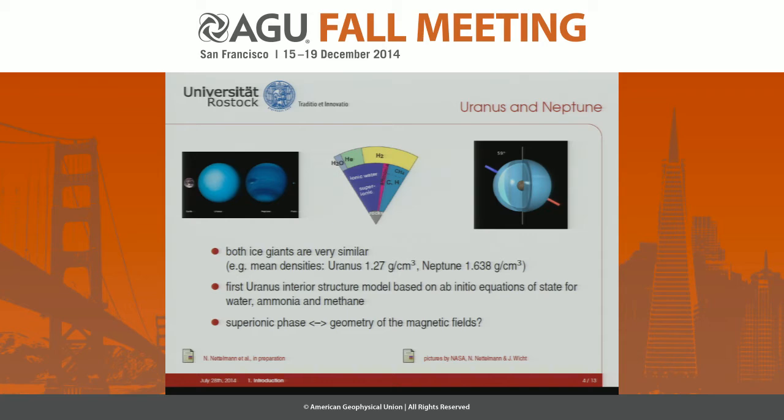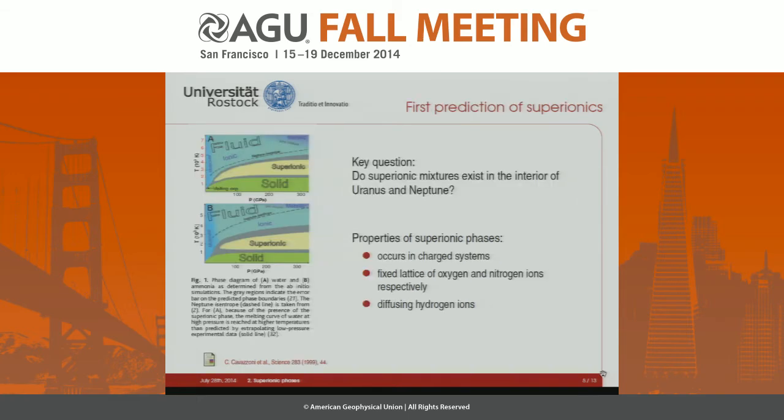But to still understand the connection to the magnetic field and also the evolution, which is still a problem even in this model, we wanted to look at what happens to the superionic phase if we add some ammonia. Just a quick reminder: what is a superionic phase? Superionics for planetary applications were first predicted by Cavazzoni in 1999. It has to be a charged system. For a water-ammonia superionic, I have to have a fixed lattice of nitrogen and oxygen ions, with hydrogen ions diffusing through it.